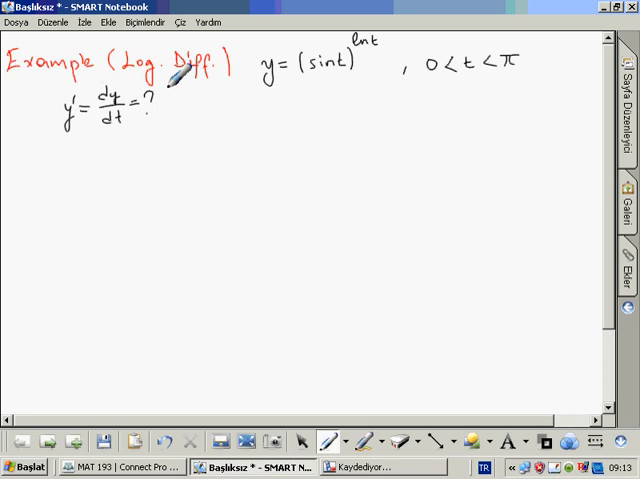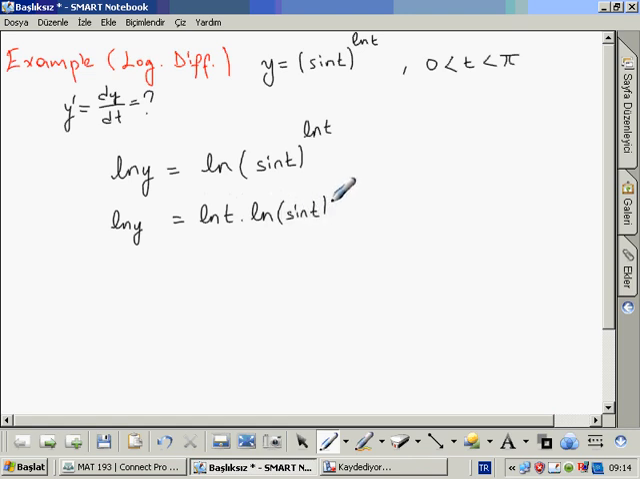Don't forget, if you have an equation like this, a logarithmic equation, you must take the ln of both sides. I mean that ln y equals ln of sine t to the ln t, and it equals ln t times ln of sine t.